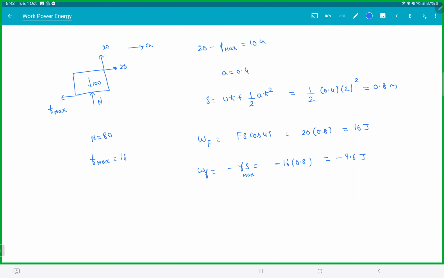Where is 12.8 coming from? Did I mess up? So 16 into 0.8 is 12.8. I'm just testing you guys. Clear?